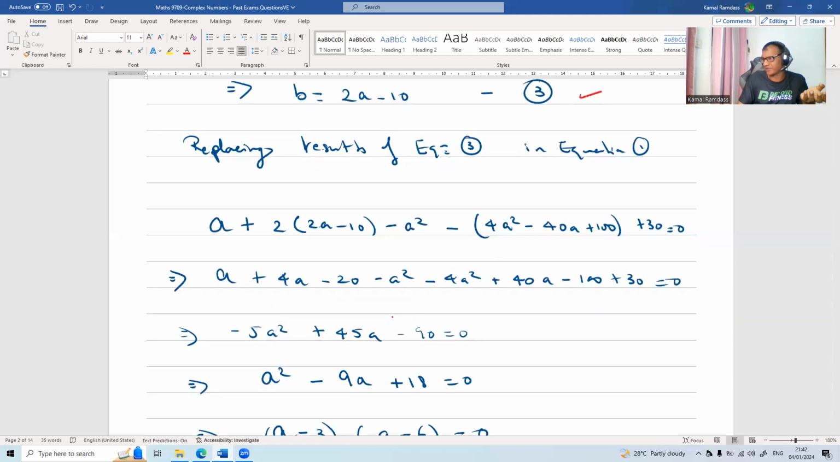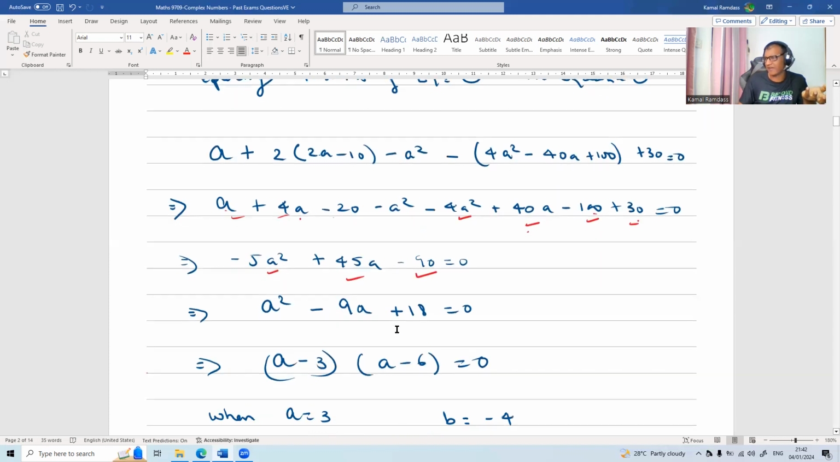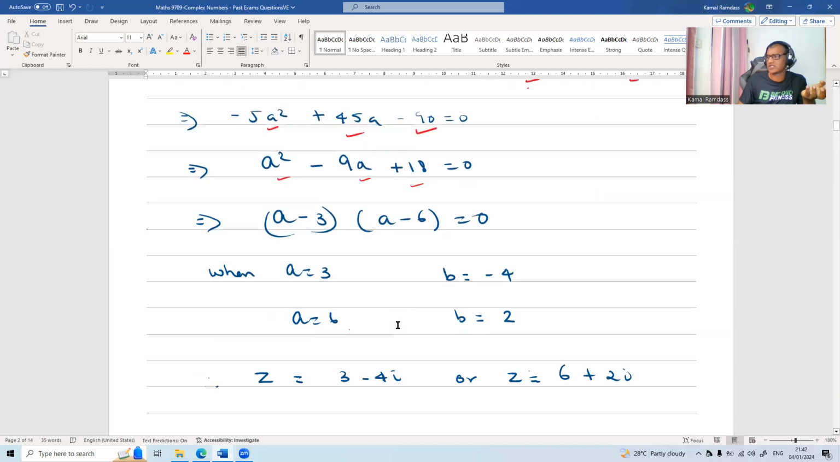Et quand on apply minus, il faut minus 4a square, plus 40a, minus 100, plus 30. Et finally, minus 4a square, minus a square, on gagne minus 5a square. A plus 4a vient 5a, 5a plus 40a, on gagne 45a, minus 100 plus 30 minus 70, minus 20, on gagne minus 90, est égal à 0. On divide by minus 5, on gagne a square minus 9a plus 18 is equal to 0, which can easily be factorized. A minus 3 times a minus 6 is equal to 0.